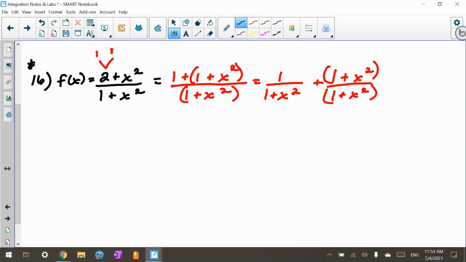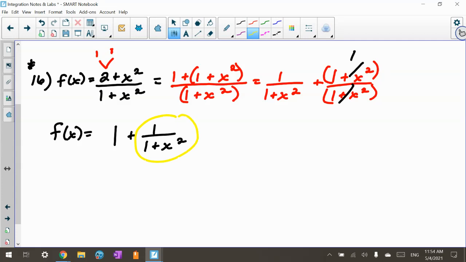Now I do see here that these will cancel out, make a 1. So I have f of x is going to be looking a little different. It'll be 1 plus 1 over 1 plus x squared. And you're thinking to yourself, now why did she do that? What good is that going to do? Well, when I looked at this, it looked very familiar. It looked like the derivative of the tan function.